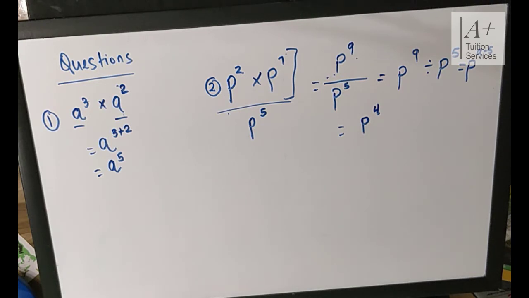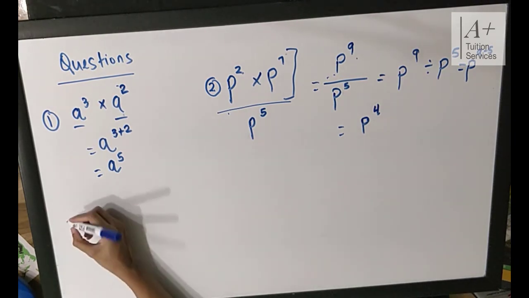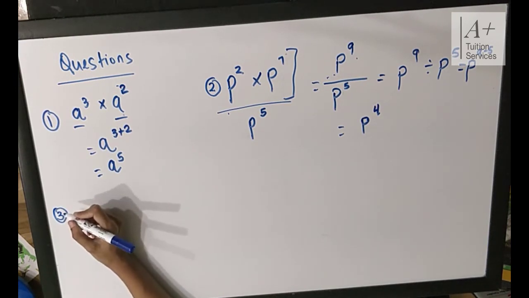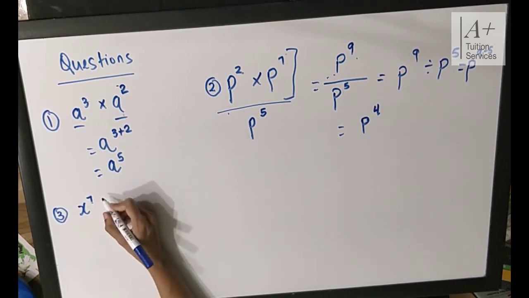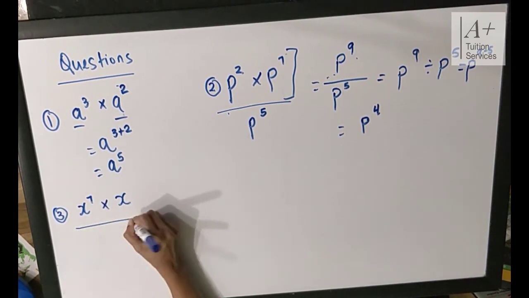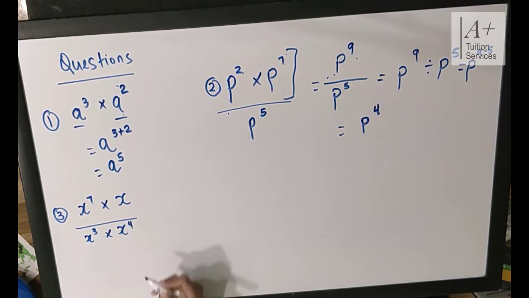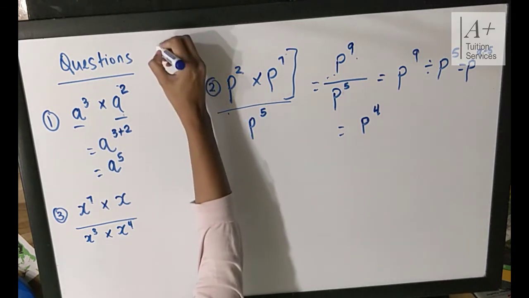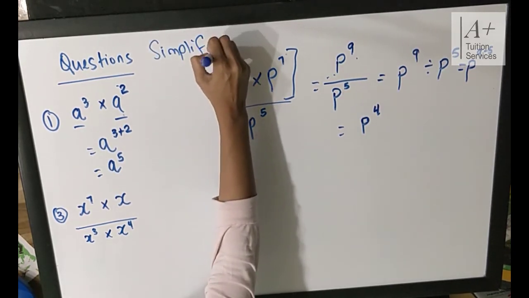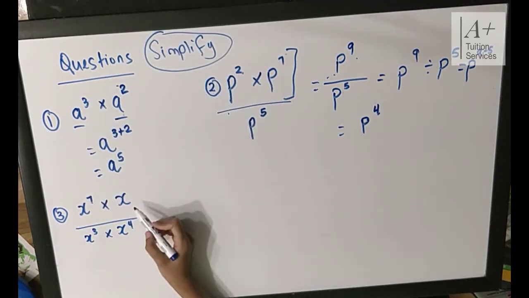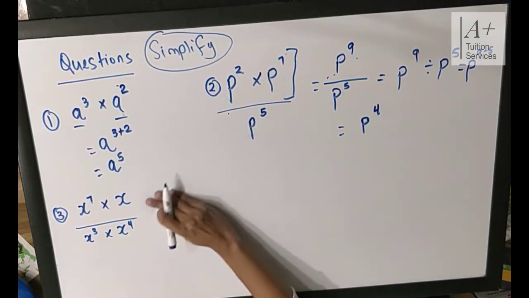Good? Now we will look at a third example. I have x to the power of 7 multiplied by x, all over x to the power of 3 multiplied by x to the power of 4. Again, work line by line. It's not BODMAS or anything, so we don't need to think about brackets and multiplication. The question asks us to simplify.